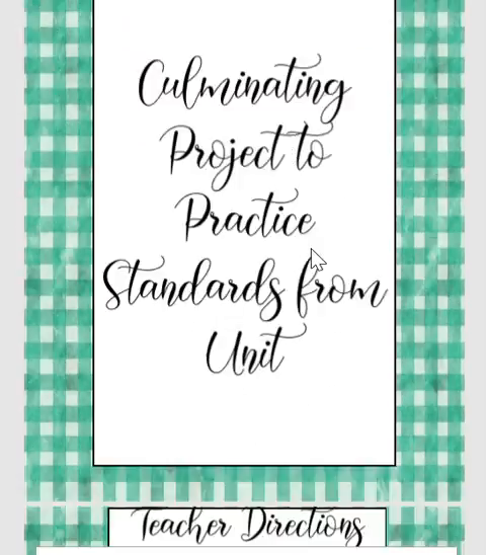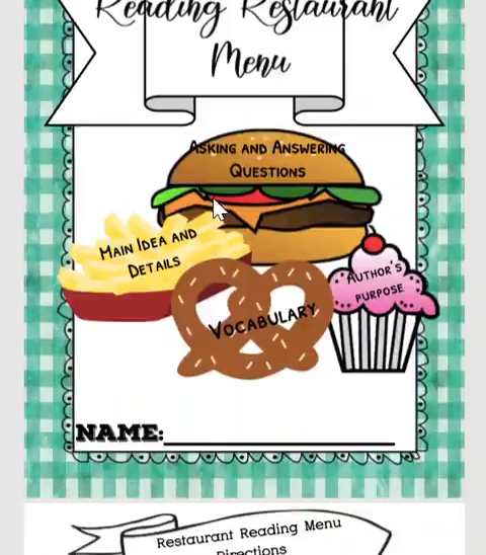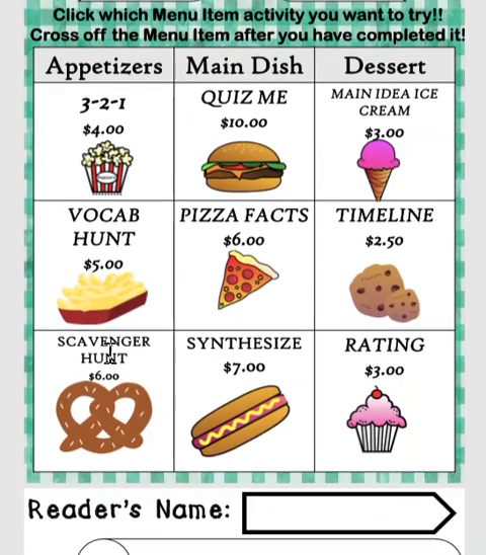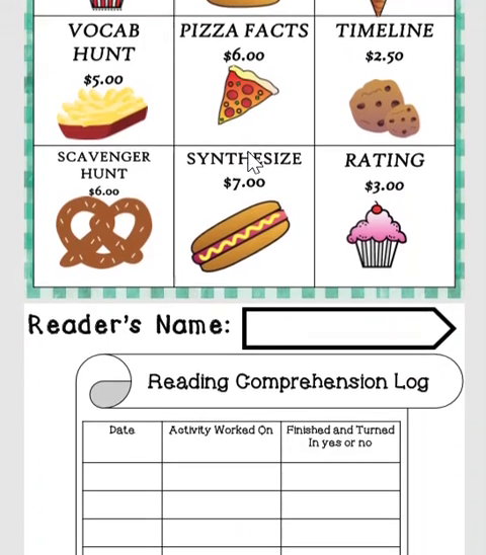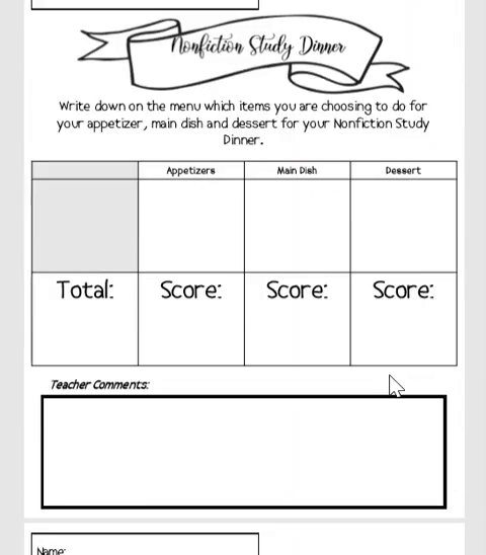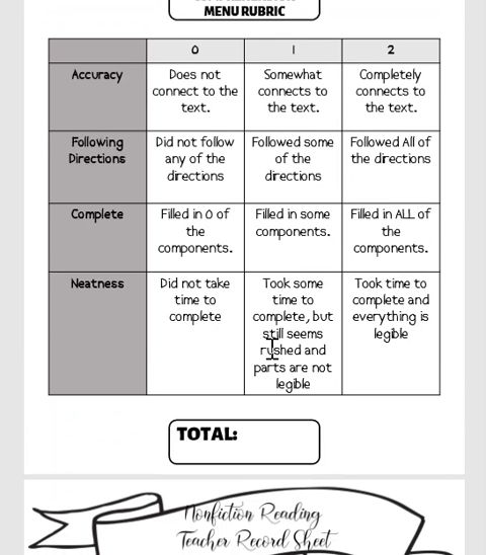This end of the unit culminating project is, let me scroll down, all digital as well. The students have the option to choose an appetizer, main dish, and dessert, and these are different activities that go along with the standards you've either focused on in this unit or they should be familiar with. And they can choose one of each, or you can have them do all of them, whatever you decide. And then you can utilize this rubric to put the scores in for either all the assignments or if they just chose one of each dish. So there's lots of different activities, and there's a rubric that you can utilize for all of the different activities that the students do.